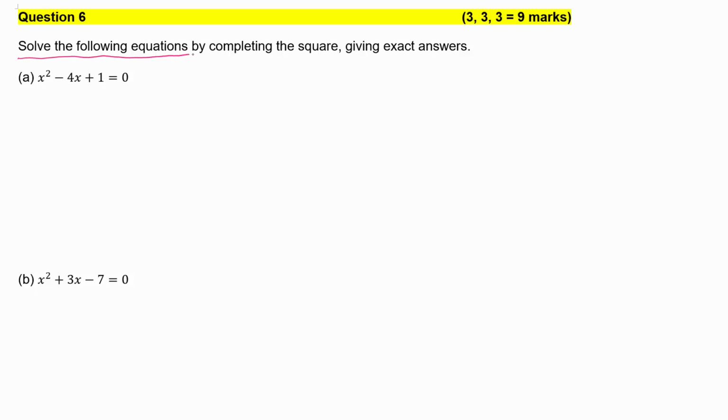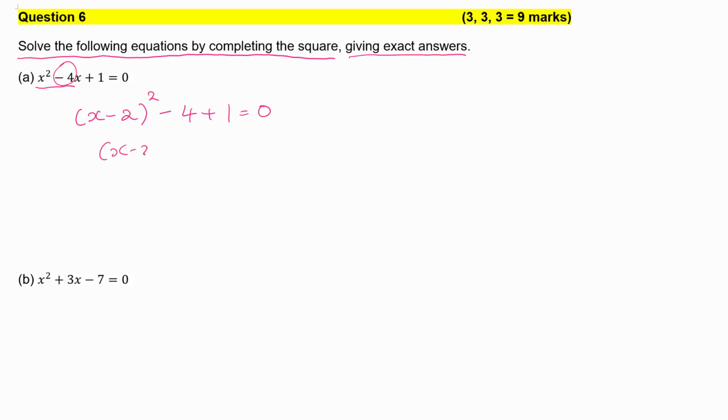Solve the following equations by completing the square, giving exact answers, so no need to dive for the calculator. So we need to complete the square here. We'll start off with x minus 2, remember 2 is half of this minus 4 here, squared, and then we need to take away the square of 2, and then the 1 that was there already equals 0.